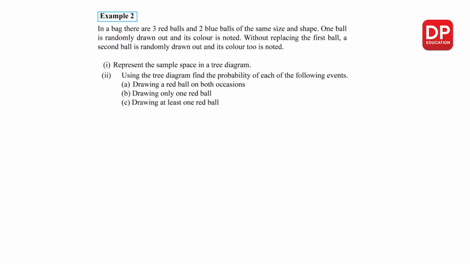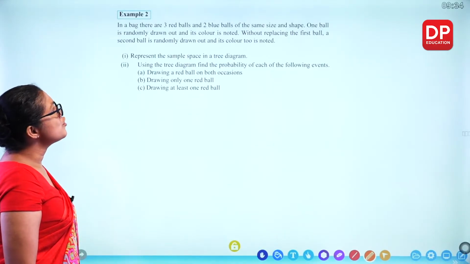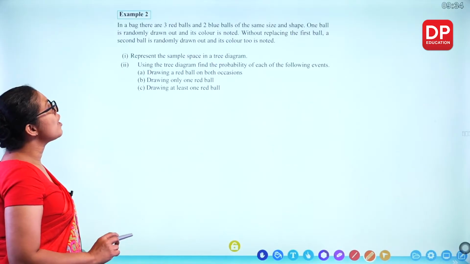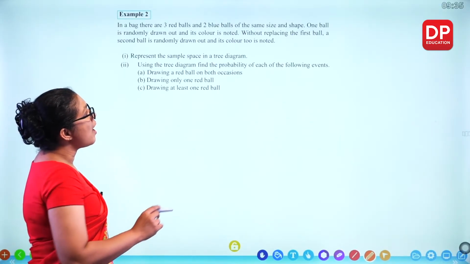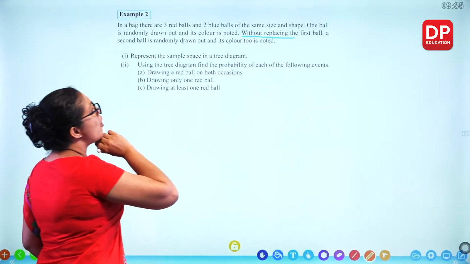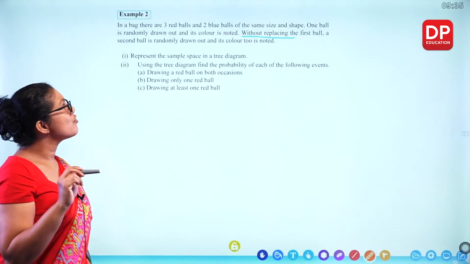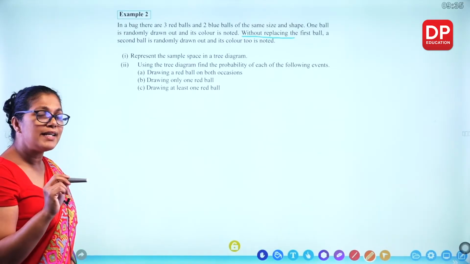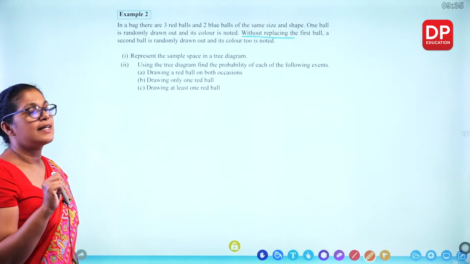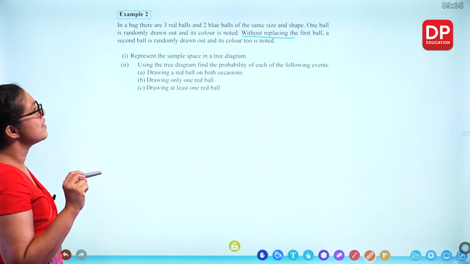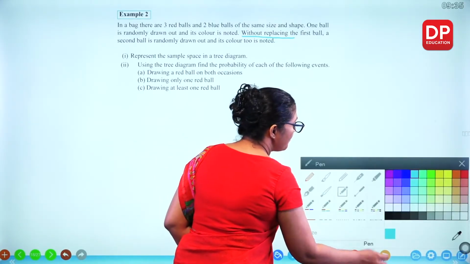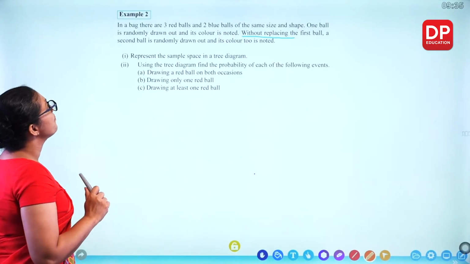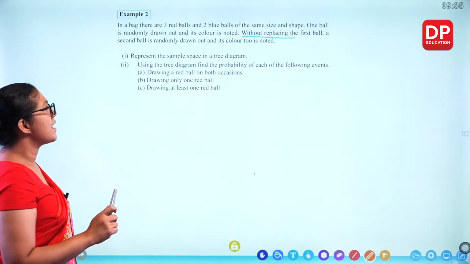Example number 2. In a bag, there are 3 red balls and 2 blue balls of the same size and shape. One ball is randomly drawn out and its color is noted. Without replacing the first ball, a second ball is randomly drawn out and its color too is noted. Is this independent or dependent? Not replacing. So this is a dependent case. So here, remember, the probabilities are now going to change. Represent the sample space in a tree diagram.